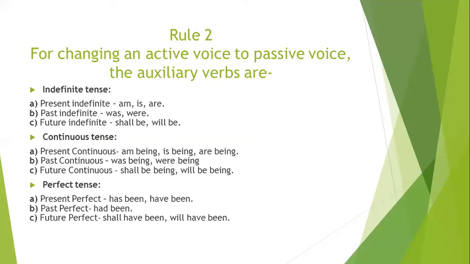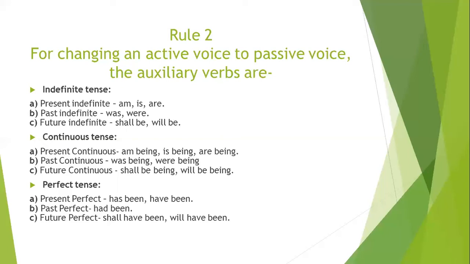Next, for continuous tense. For present continuous tense, you'll have to use am being, is being, or are being. For past continuous tense, it will be was being, were being. For future continuous tense, it will be shall be being or will be being.